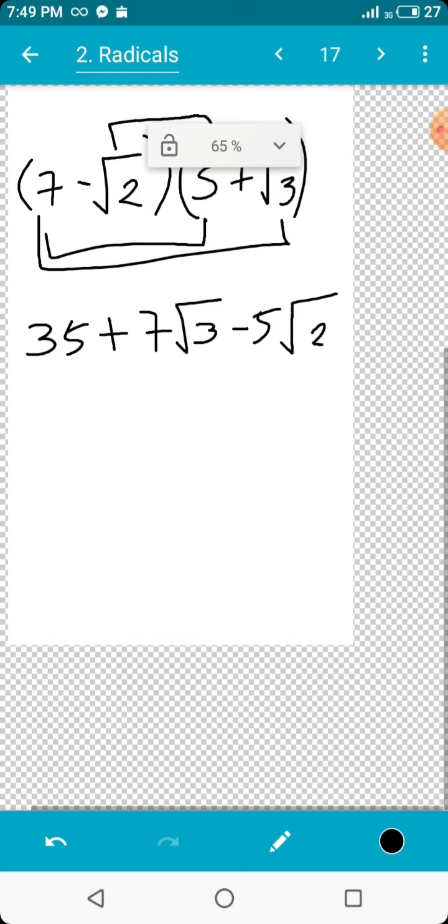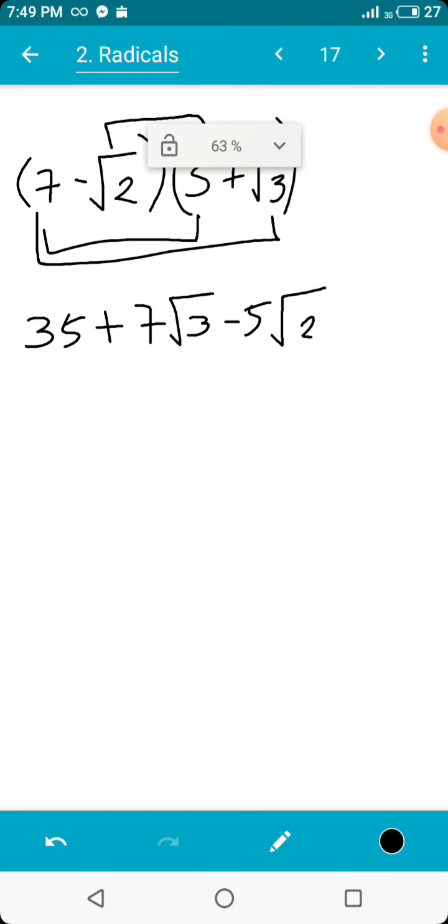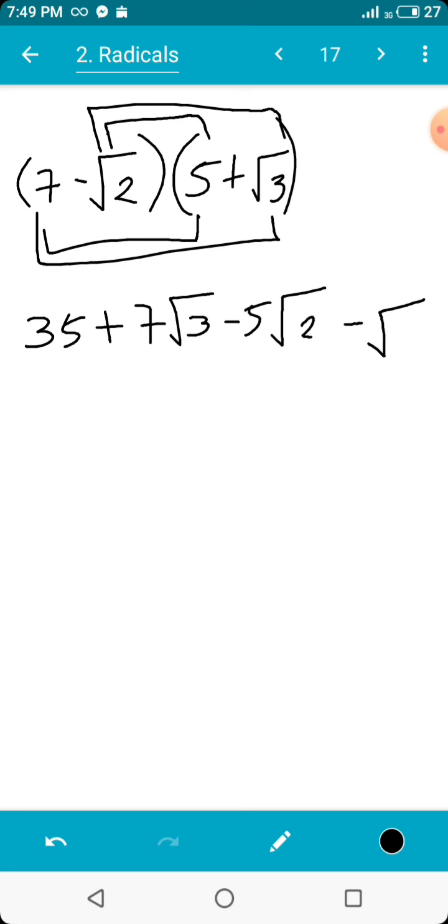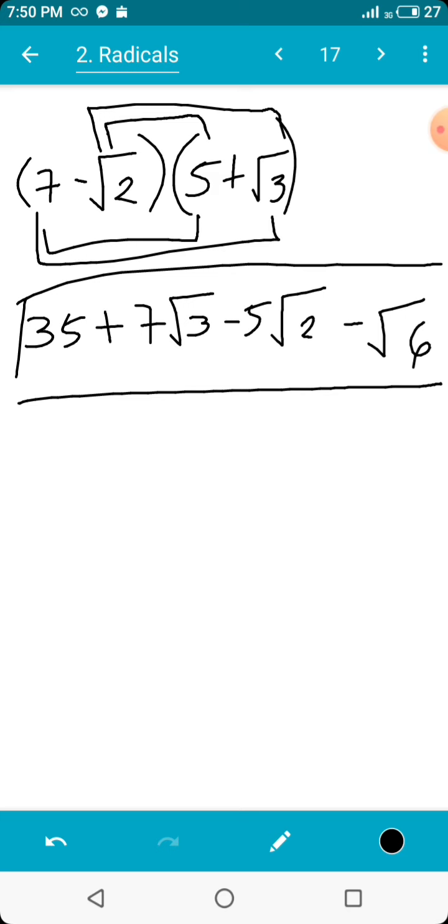Okay? And then, yung last square root of 2 times square root of 3, that is negative square root of 6. Okay? So, kung mapapansin nyo, meron na tayong 35, 7 square root of 3, negative 5 square root of 2, and negative square root of 6. Wala na tayong masisimplify dyan or mako-combine kasi kung mapapansin nyo, iba-iba yung ating radicals. Okay? So, ito na yung sagot sa ating equation. Okay?